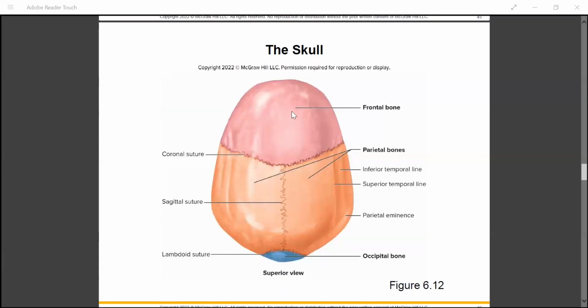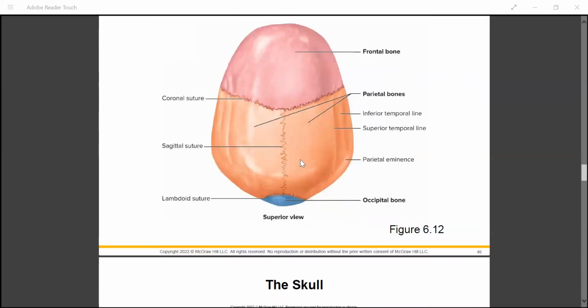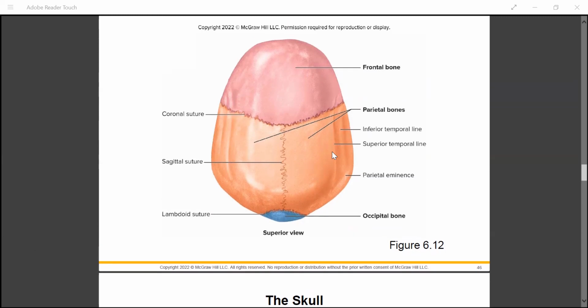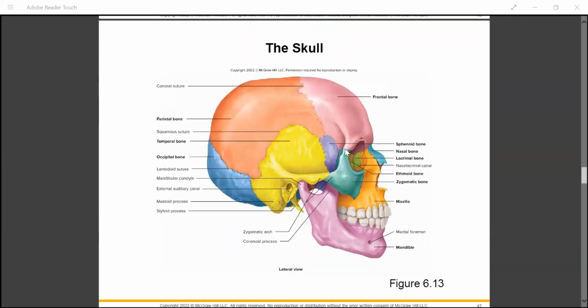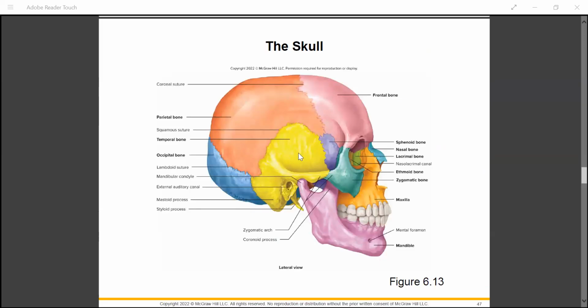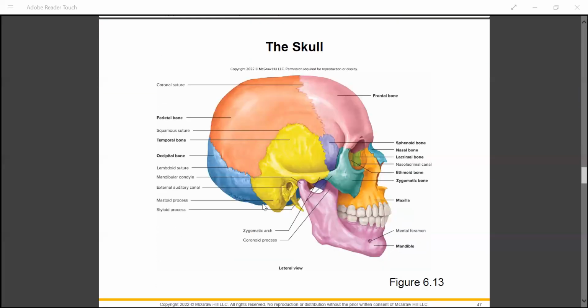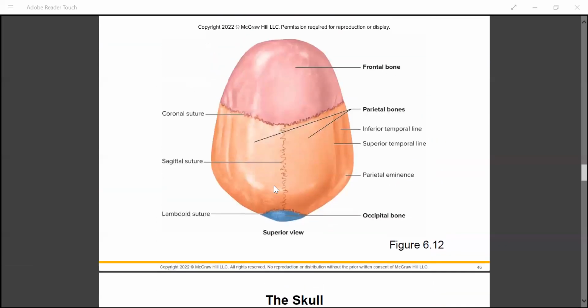You see your frontal bone, we said that was our forehead. Our two parietal bones, our right and left, form the roof and upper sides. Our temporal bones are below the parietals. Then we have our occipital in the back that's forming that posterior part, and a little bit of that floor. You see the blue underneath.